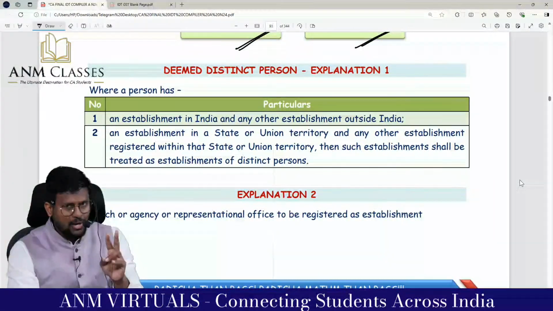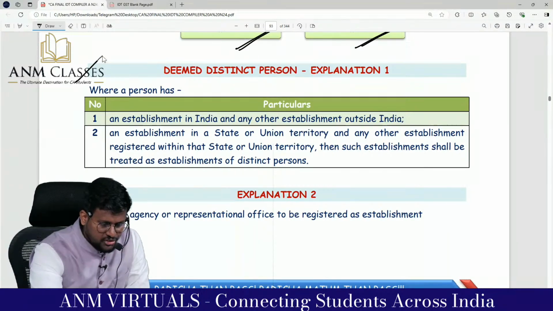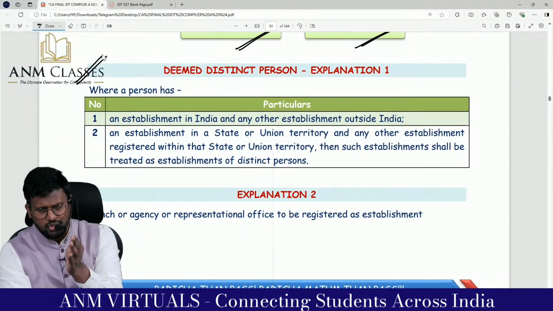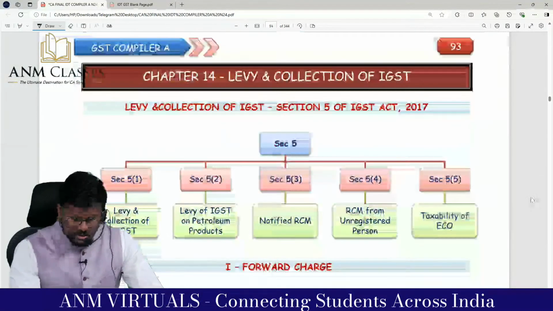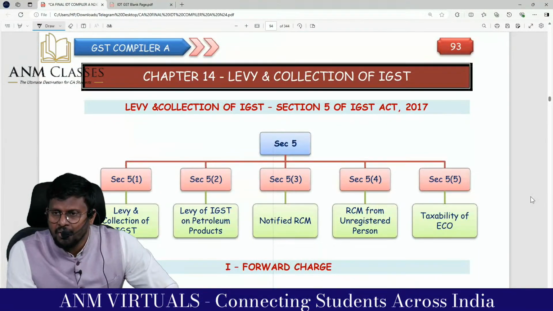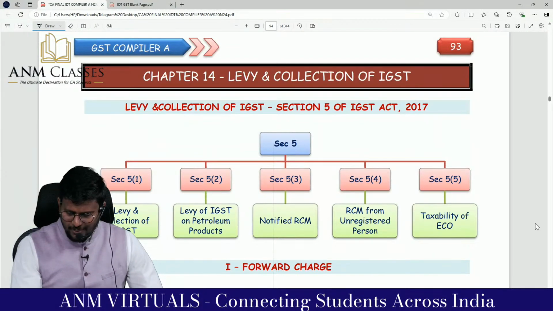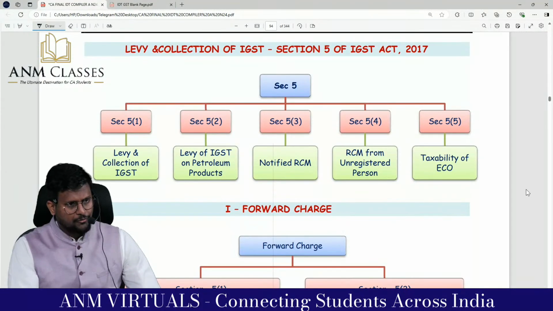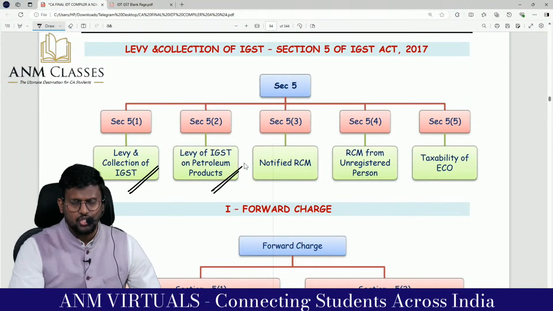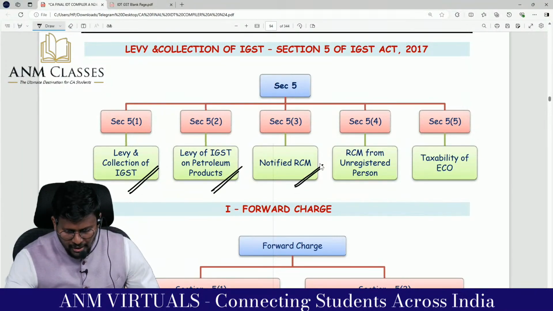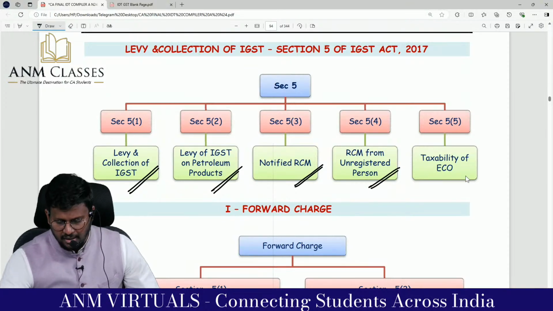Pakka? Yes, sir, if I am having 2 registrations, that will be treated as deemed distinct person. If I am having 1 registration and if I am having an establishment outside India, then also it will be treated as deemed distinct person. Comfortable? Yes, I am coming to section 5. Section 5 is classified into 5 categories: 5(1), 5(2), 5(3), 5(4), 5(5). 5(1) levy and collection of IGST, 5(2) levy of IGST on imports, 5(3) notified RCM, and 5(4) RCM from unregistered person.